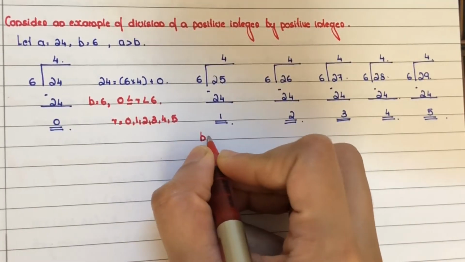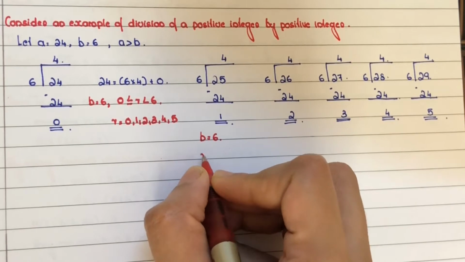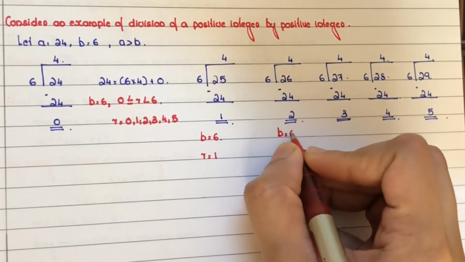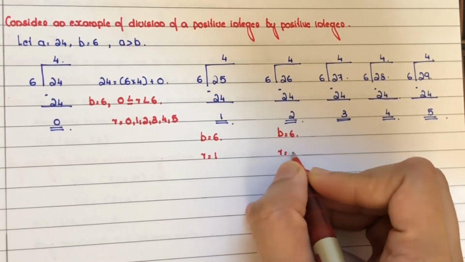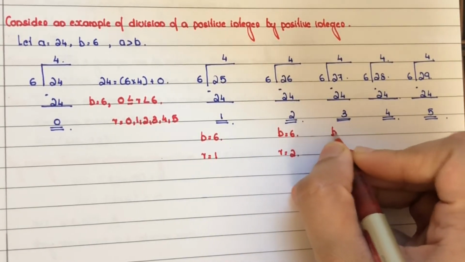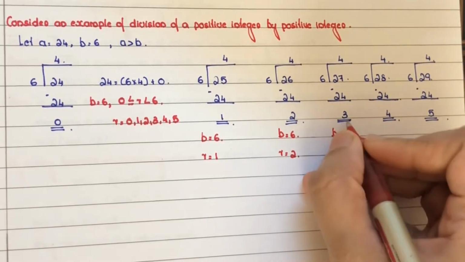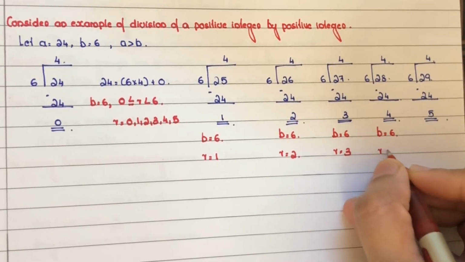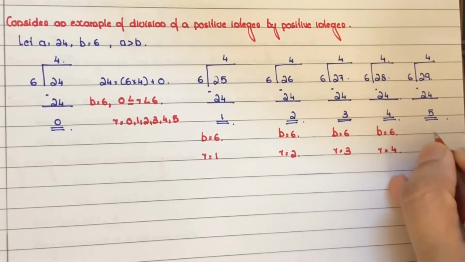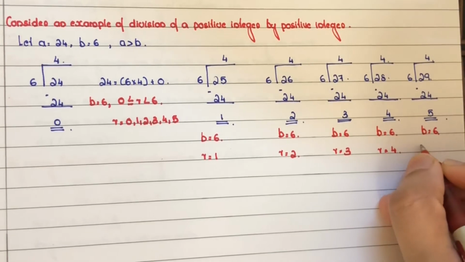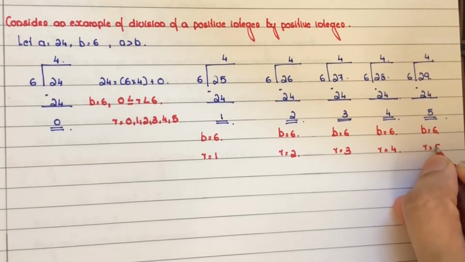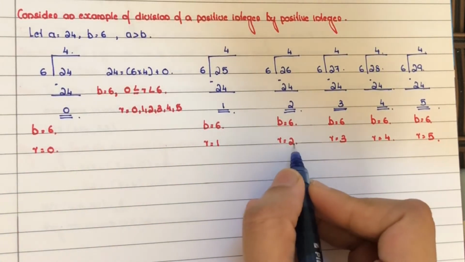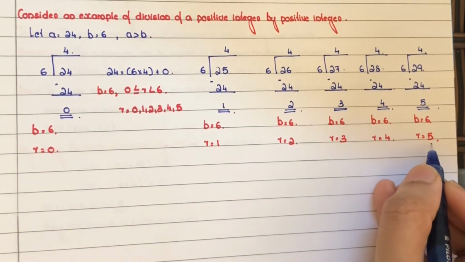Here b is equal to 6 and value of r is 1. Here again b is 6 and value of r is equal to 2. Here value is 3. Here value of r is 4. b is equal to 6. Value of r is equal to 5. So we got r is equal to 0, 1, 2, 3, 4 and 5.